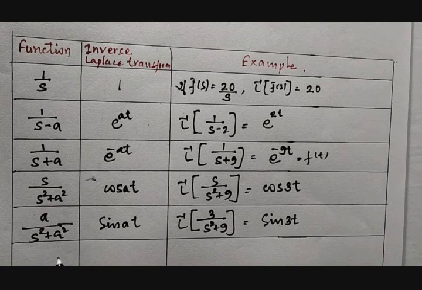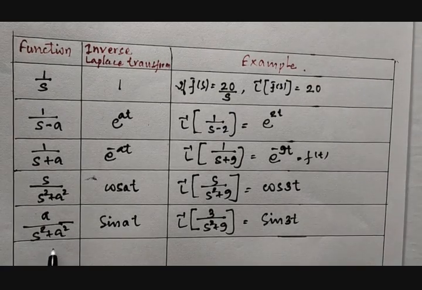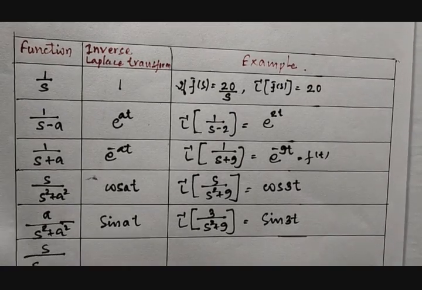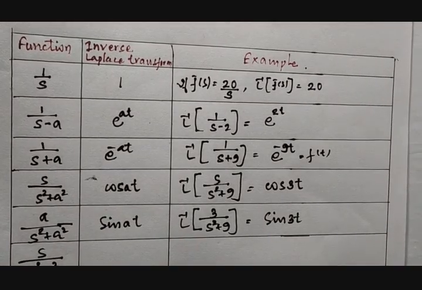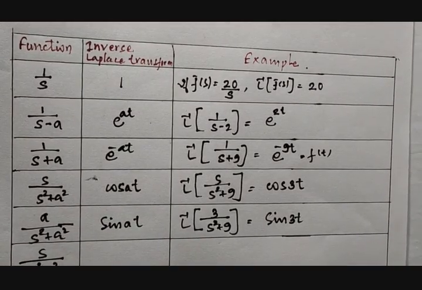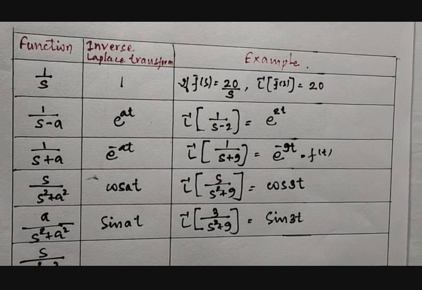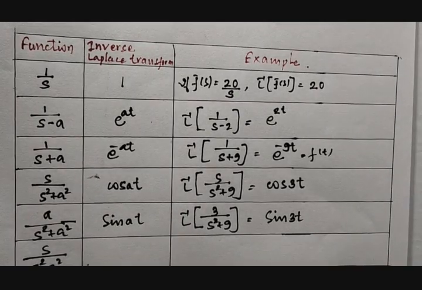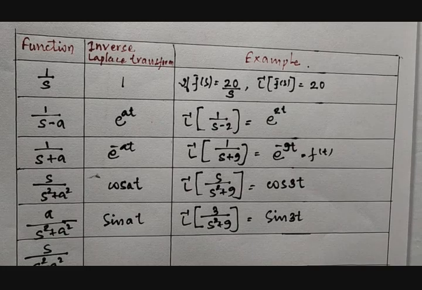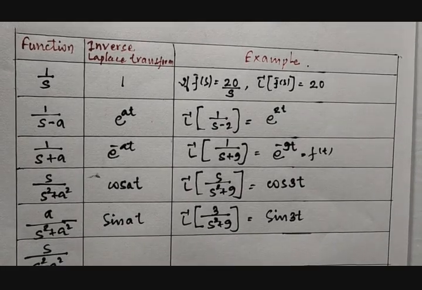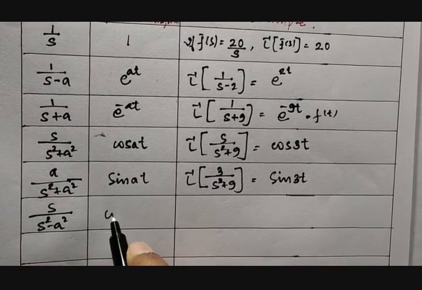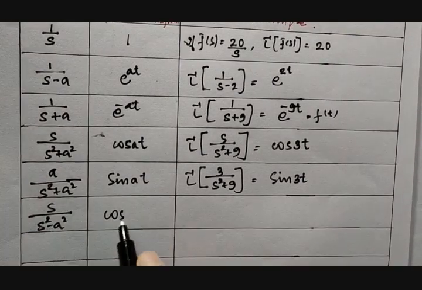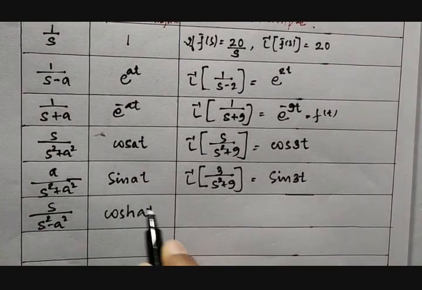We'll be taking another that says s divided by s square minus a square. Then when s square minus a square comes, then it will be hyperbolic. Since again s is there, then it is cos. Here it is minus, so it is hyperbolic at.